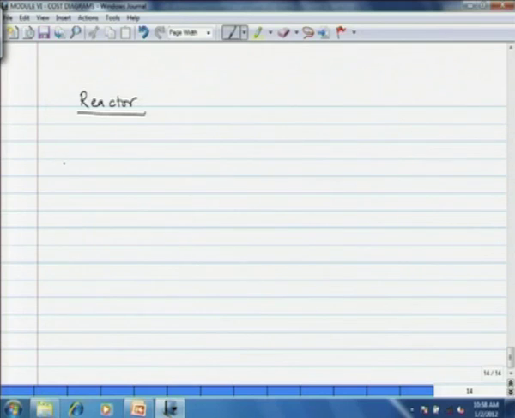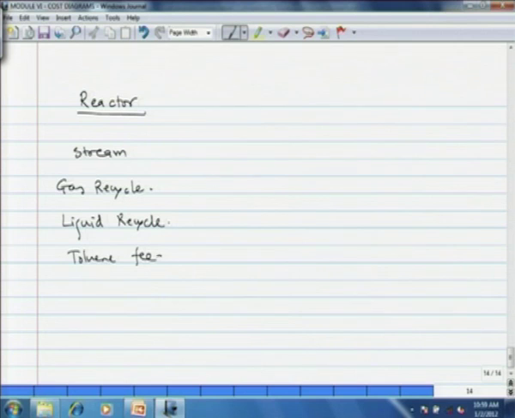The reactor. The reactor receives streams in the form of gas recycle, liquid recycle, toluene feed and hydrogen feed. Now, these both are what? Fresh. Okay.